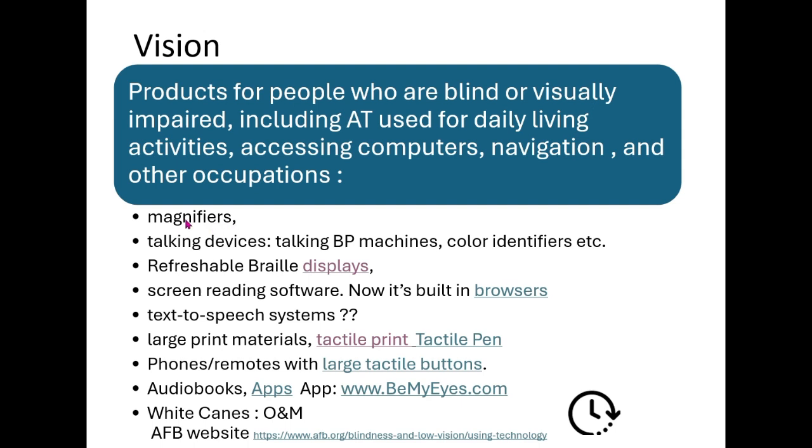So we usually start with magnifiers for people who are blind or visually impaired. Now, if they're totally blind, then magnifiers will not work. Then we will move on to the next category, which would be talking devices, devices that have voice output. In this case, blood pressure machines, for example.